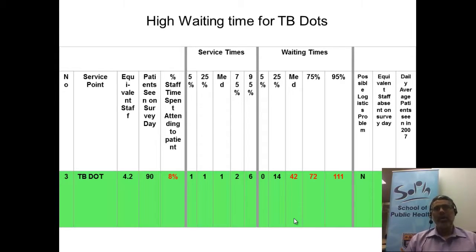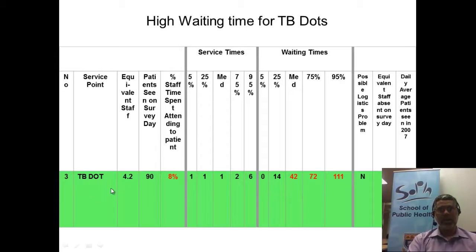Okay, and so here you have TB dots. What did you think of the waiting time here, and what do you think is causing the issues with the waiting time, whether it's high or not? So you're having a look to see, do you think? Okay, so are the waiting times high? And remember, waiting times are relative to the service points as well. Has been an absolute for every service point.